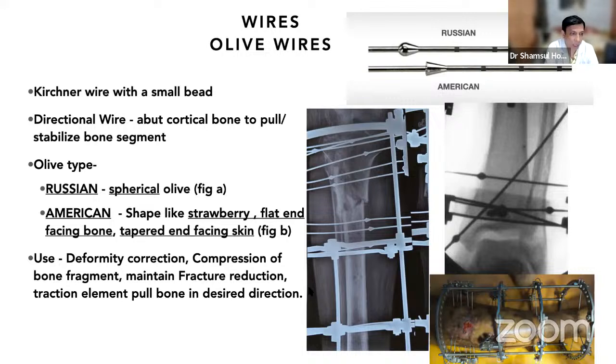Olive types we have Russian and American. The Russian type is a spherical olive, and the American has shapes like strawberry, flat end kissing bone, and tapered end touching skin. The use is for deformity correction, compression of bone fragments, and maintaining fracture reduction. Traction elements pull the bone in the desired direction. You can see in the proximal tibia, we can give multiple olives and fit them for a very good reduction and distraction also.